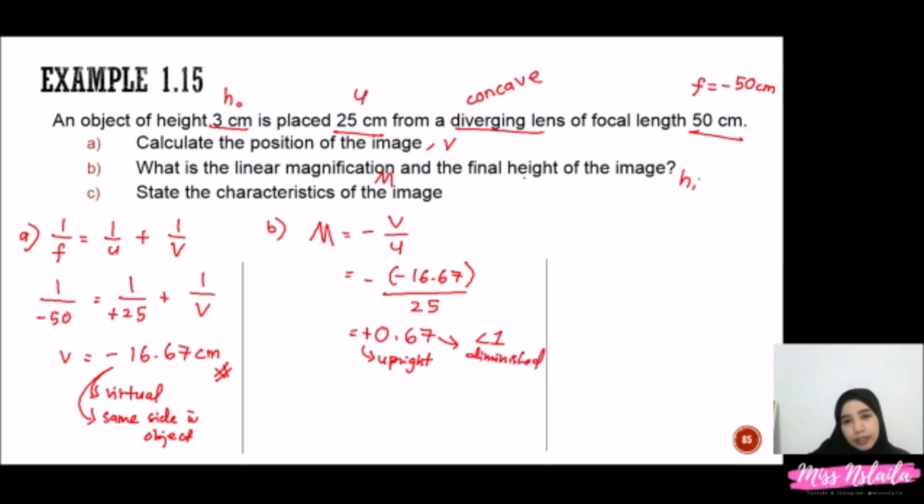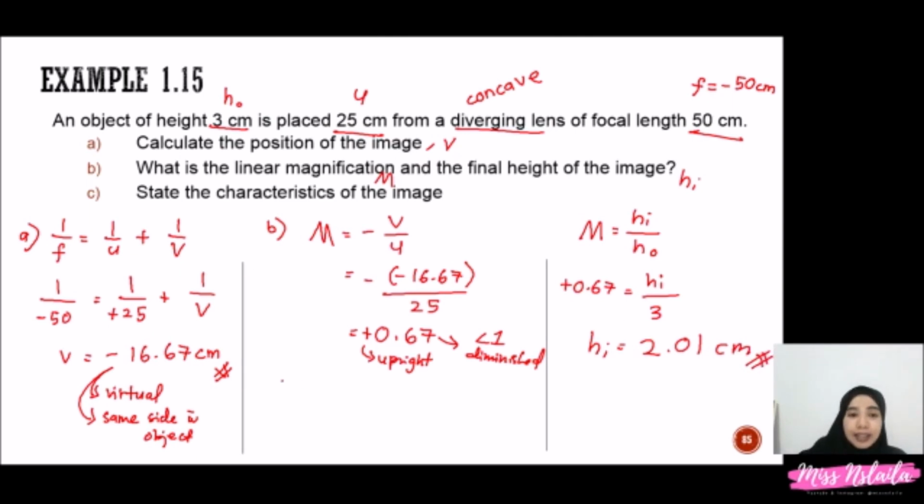Okay, one more is the final height of the image. So we can use this equation, M equals height of image divided by height of object. So the magnification we get from this equation is positive 0.67, and then height of the image divided by height of the object, which is 3 cm, then we will get 2.01 cm. This is the height of the image.